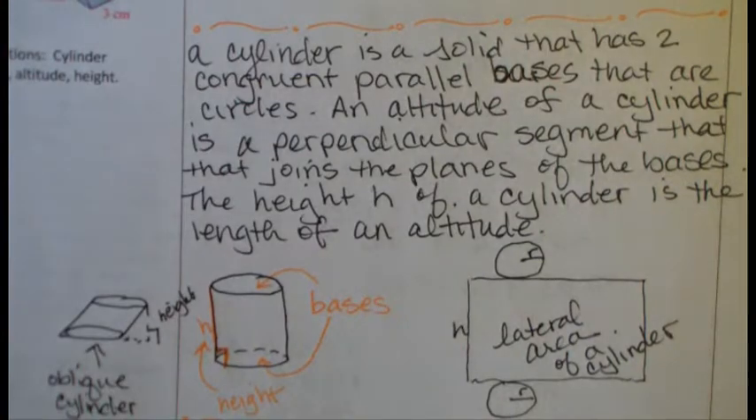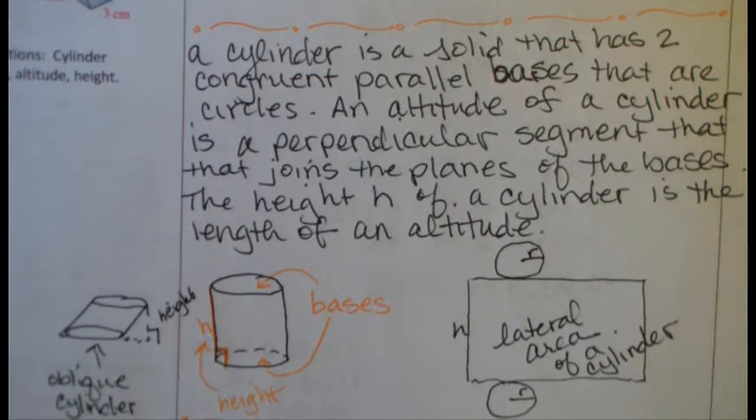All right, so a cylinder is a solid that has 2 congruent parallel bases that are circles. So it's similar to a prism in that they're parallel bases. It's just your bases are circles instead of triangles or rectangles or octagons, whatever you want to call them. So we've got circles for bases.